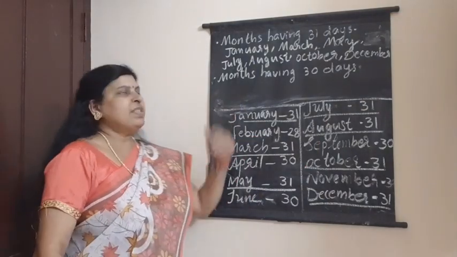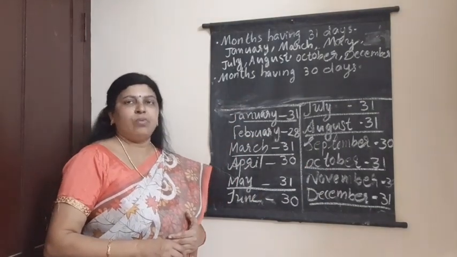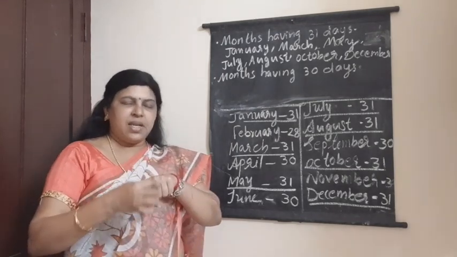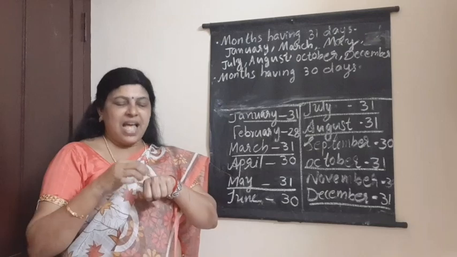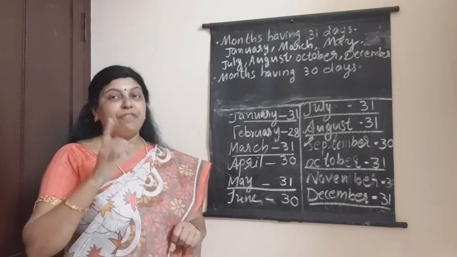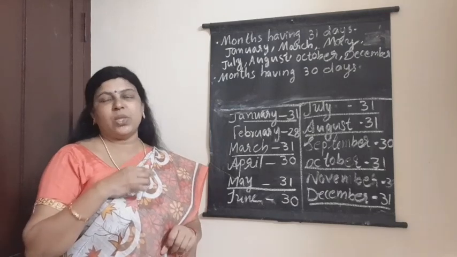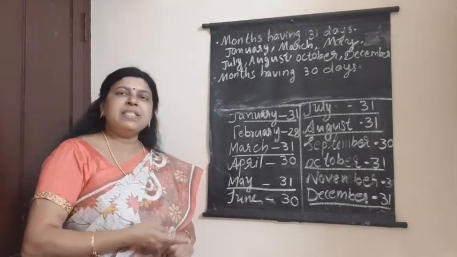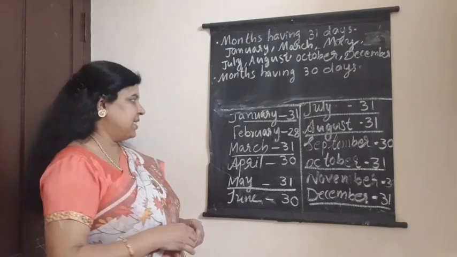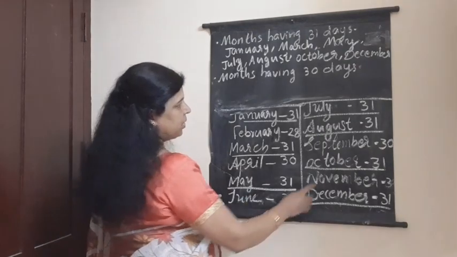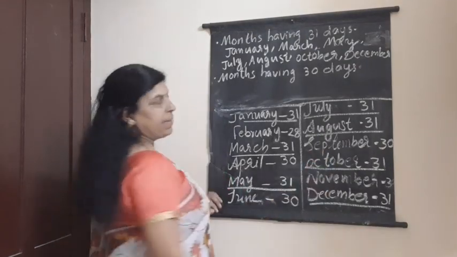And next, which are the months having 30 days? All downs have 30 days except February. February has 28 days only, or 29, maybe in leap year. All other months have 30 days. Then you can look here, April, June, September, November.